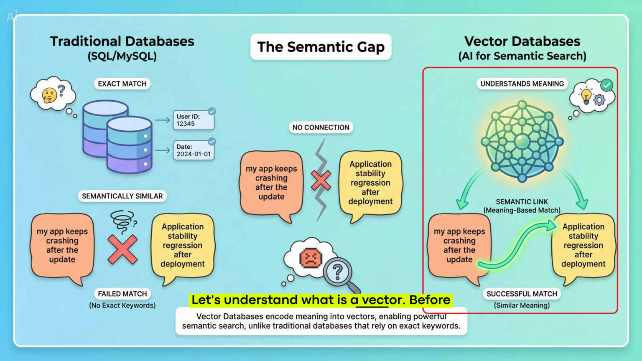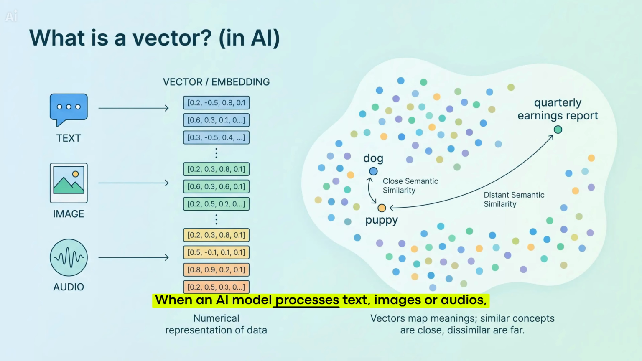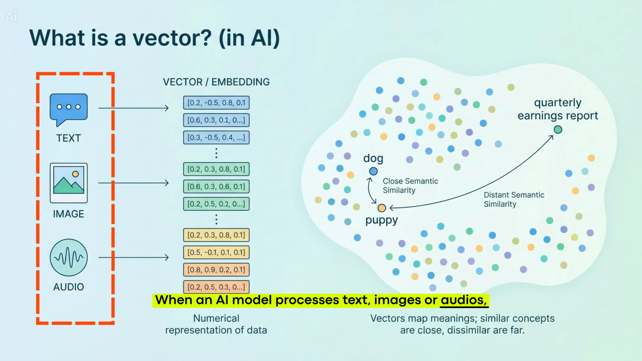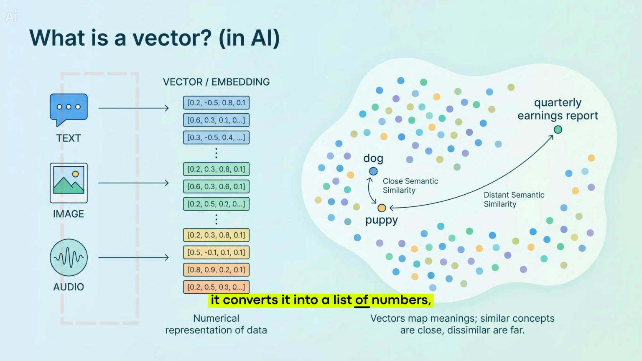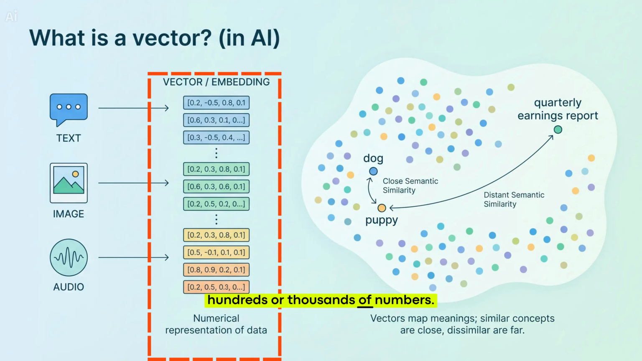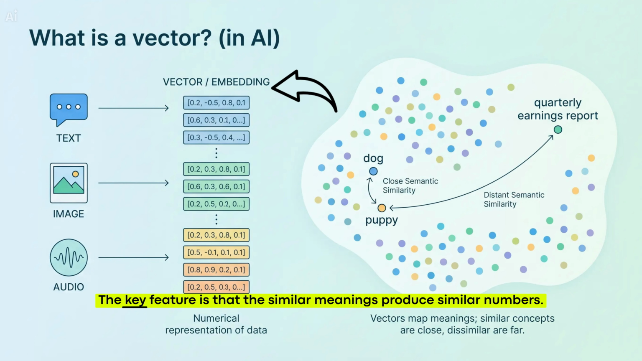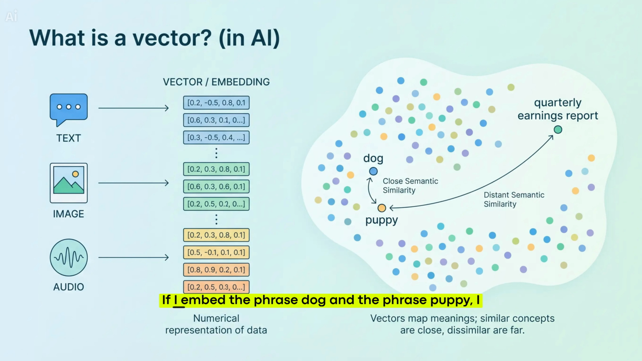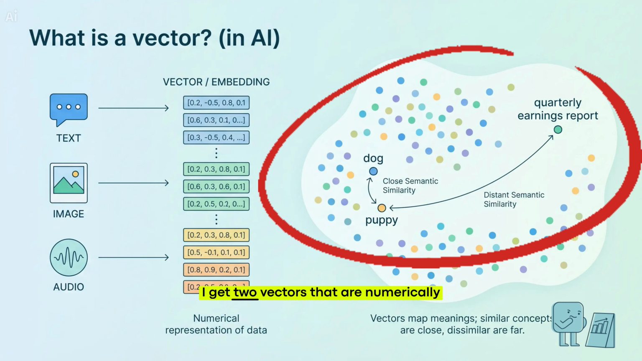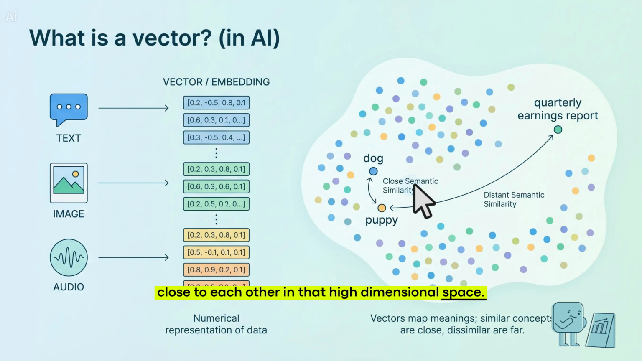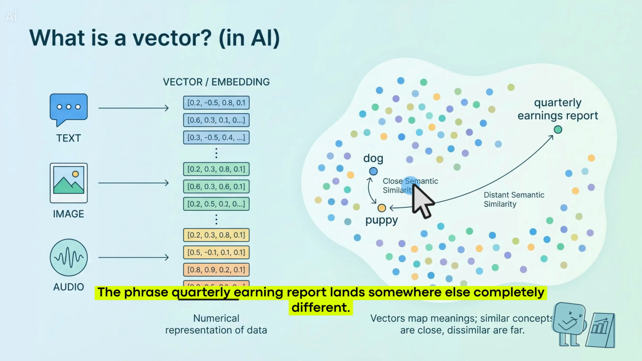Let's understand what is a vector. When an AI model processes text, images, or audio, it converts it into a list of numbers, hundreds or thousands of numbers. The list is called an embedding or a vector. The key feature is that similar meanings produce similar numbers. If I embed the phrase dog and the phrase puppy, I get two vectors that are numerically close to each other in that high dimensional space. The phrase quarterly earning report lands somewhere else completely different.